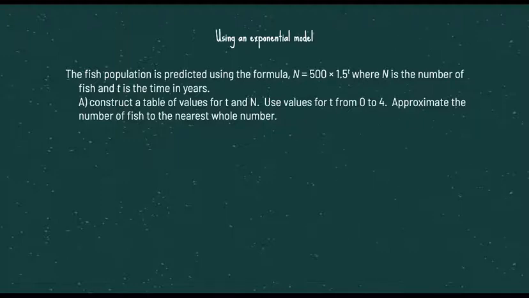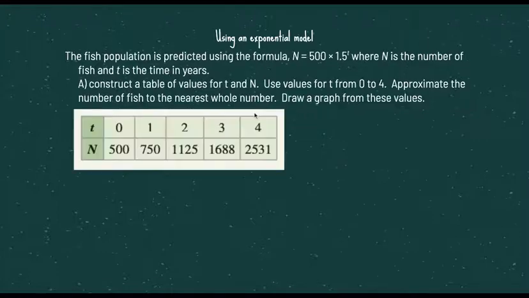So what we're going to do is make a table of values where we have values for t equals 0 to 4, and we're then going to substitute those values back into this formula to complete the table of values for n. And you can see that here. And what we did was we rounded these to the whole number.